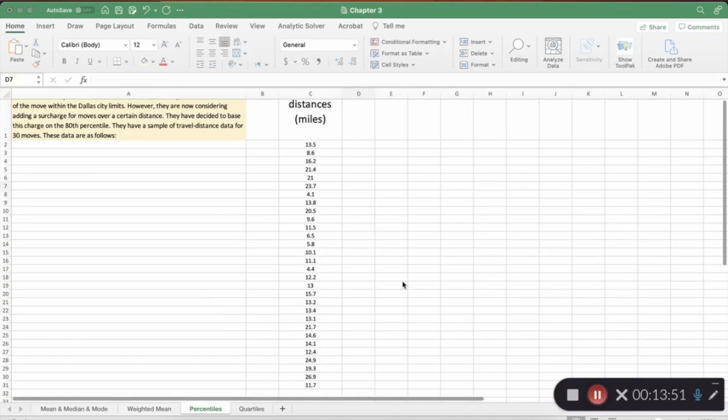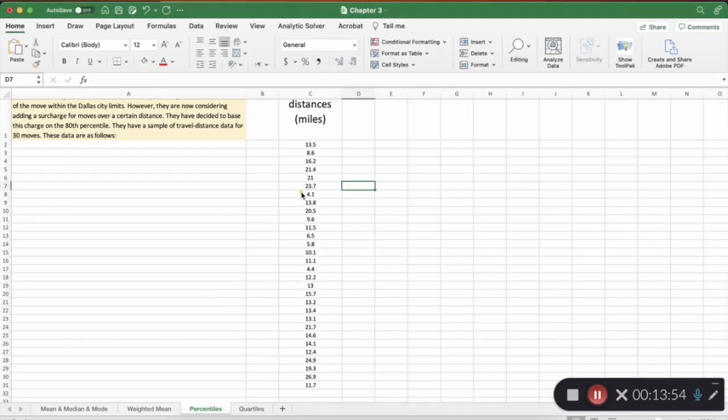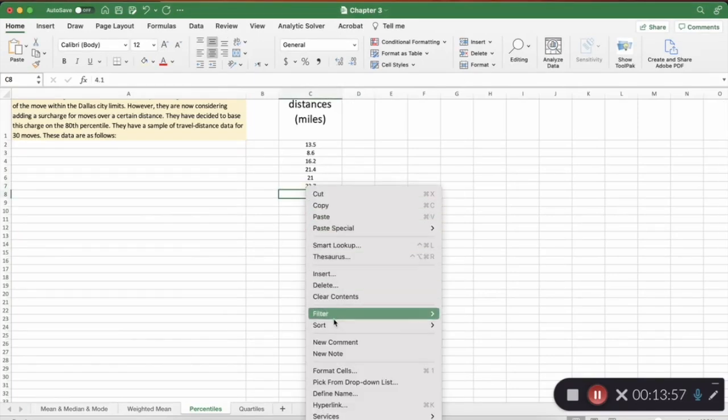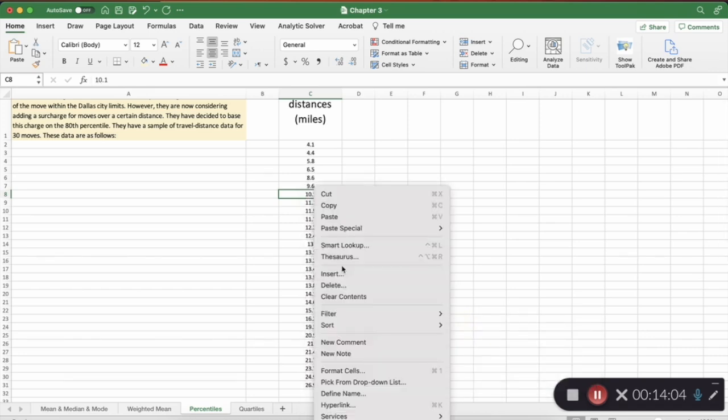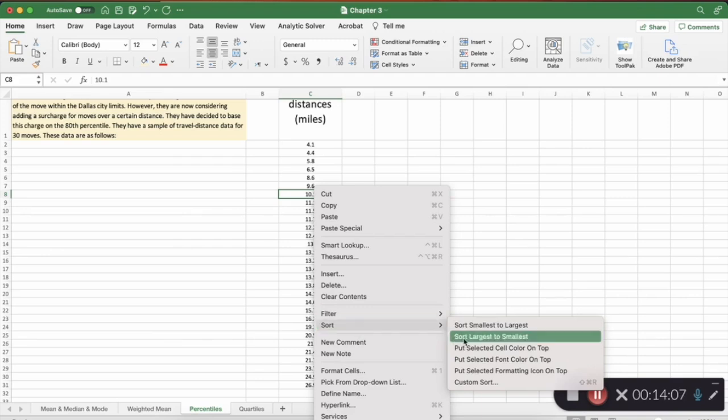What does it mean? We are looking for the data. So let me just sort these. Sorting doesn't impact the calculations in Excel. Basically, we sort from largest to smallest, just in case.